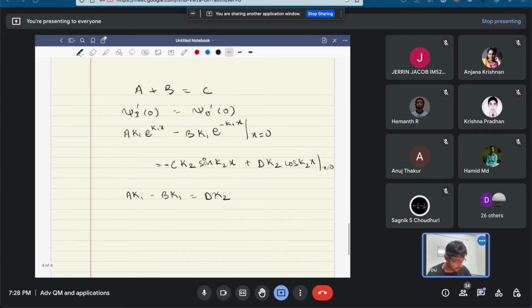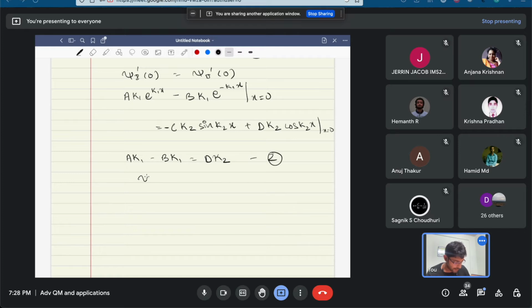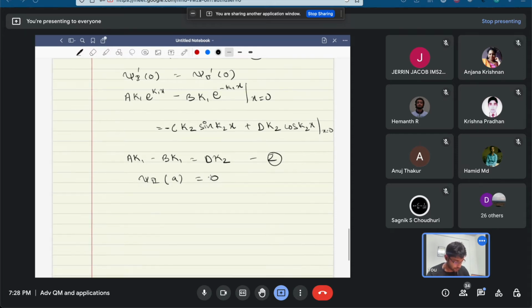So these are the two, and then finally we have psi 2 at a should be equal to 0, which is also the psi 3, which is essentially 0. So at a we can write c sine k2 a plus d cos k2 a.